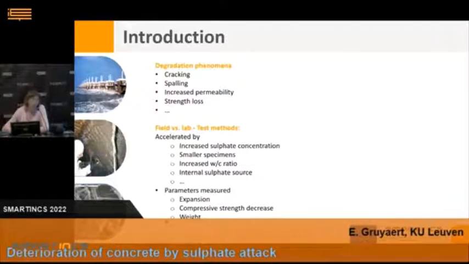Okay, so also when we are doing tests, we have to use a parameter to quantify the degradation. And as we have seen just before, there are a lot of degradation phenomena. So this means that we also have different parameters to look at. And this can be expansion, compressive strength, mass loss that occurs over time. And it's generally known that only one of these parameters is probably not enough in order to have a good view on what is really happening there.